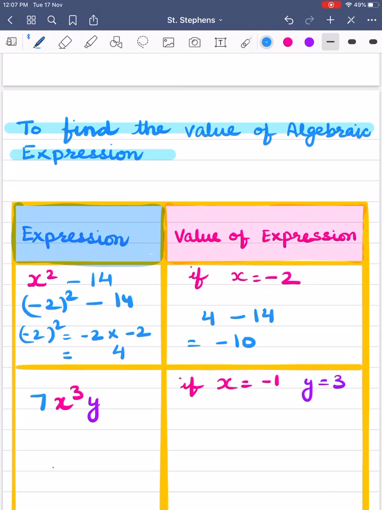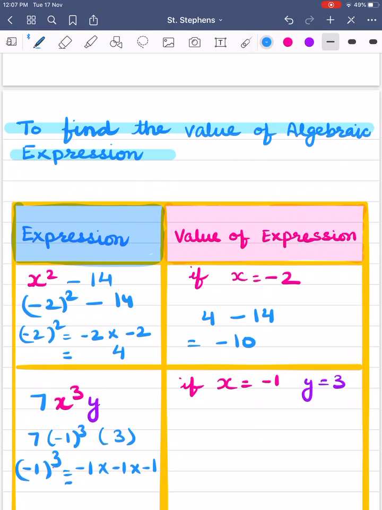Now in the second expression, replace x by −1 and y by 3. So we have here 7 × (−1)³ × 3. So first let's solve powers. (−1)³ means −1 × −1 × −1. We have to multiply −1 three times.